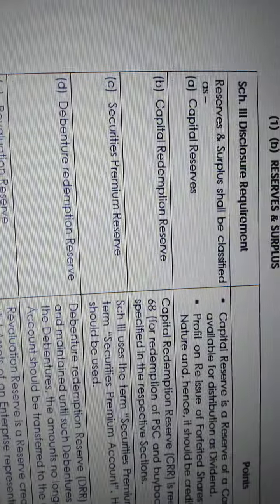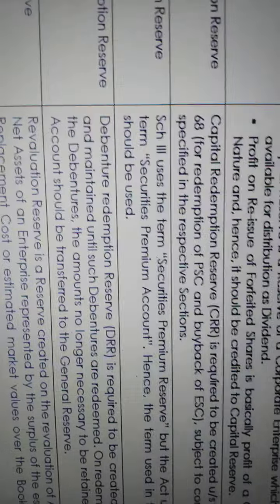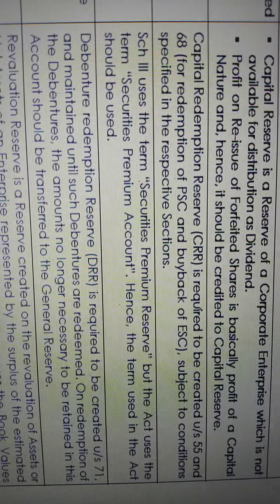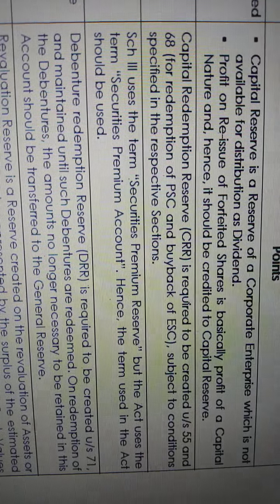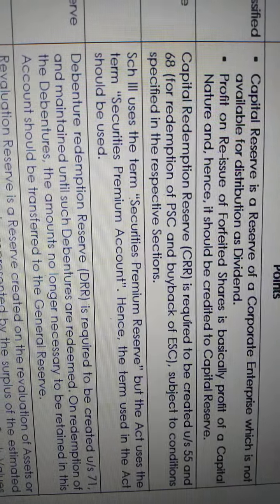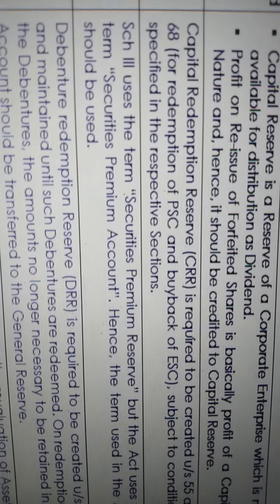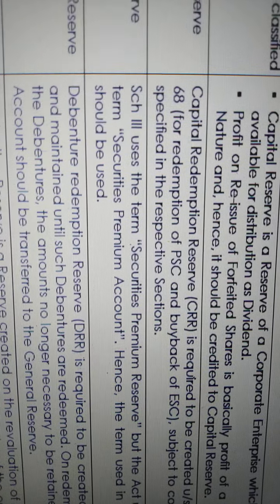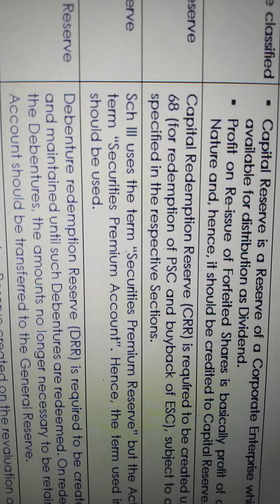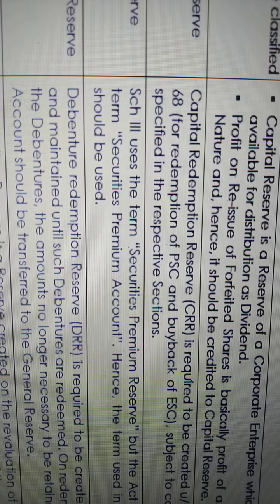Securities premium reserve is the name given in Schedule 3, but under the Companies Act it is called securities premium account. So we have to follow only securities premium account. Why? Because the Companies Act overrides Schedule 3. Schedule 3 uses securities premium reserve, but the Act uses the term securities premium account. Hence the term used in the Act should be used. This is also one mark: whether the Companies Act overrides Schedule 3 or not. Yes, the Companies Act overrides Schedule 3.